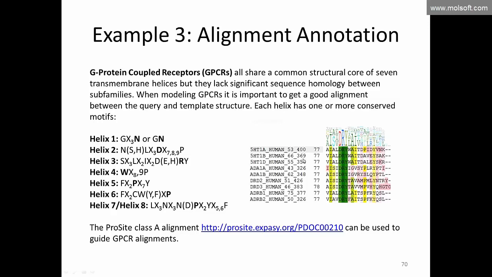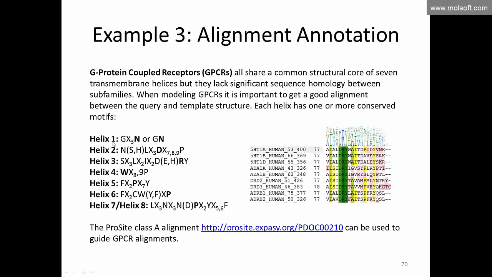So in the third example, we're going to start to annotate an alignment, so more user annotation. In this example, we have G protein coupled receptors, obviously a big drug target. They share similar structure in terms of 7 transmembrane helices, but they lack significant sequence homology between subfamilies. In future webinars, when we do modeling, we have a GPCR modeling example, and usefully, although they don't have a great deal of sequence similarity, each helix, usually in family A GPCRs, has some conservation motif, so you can line up the helix correctly.